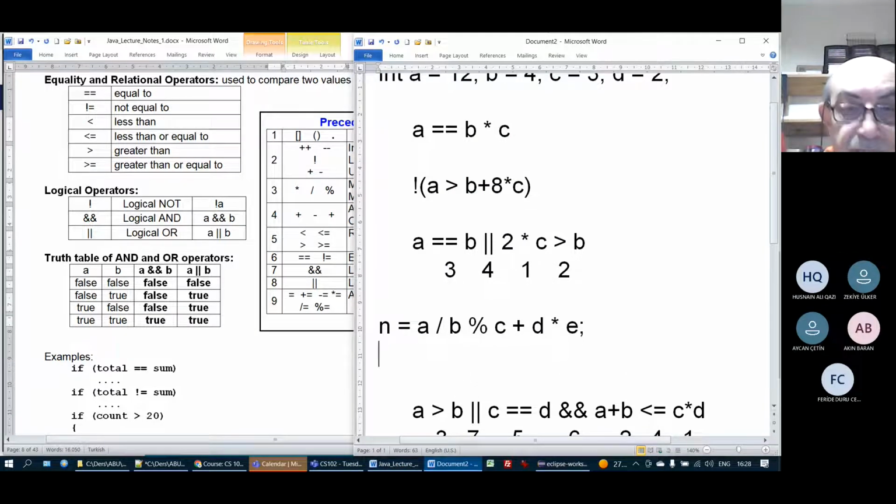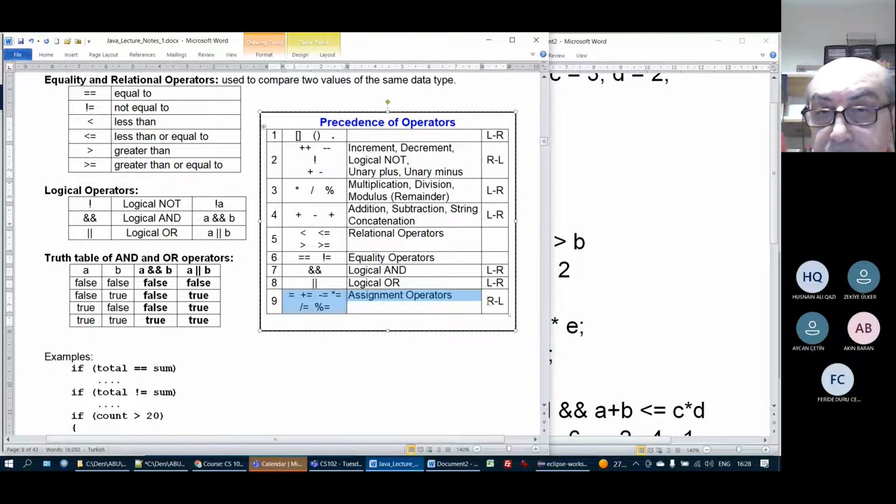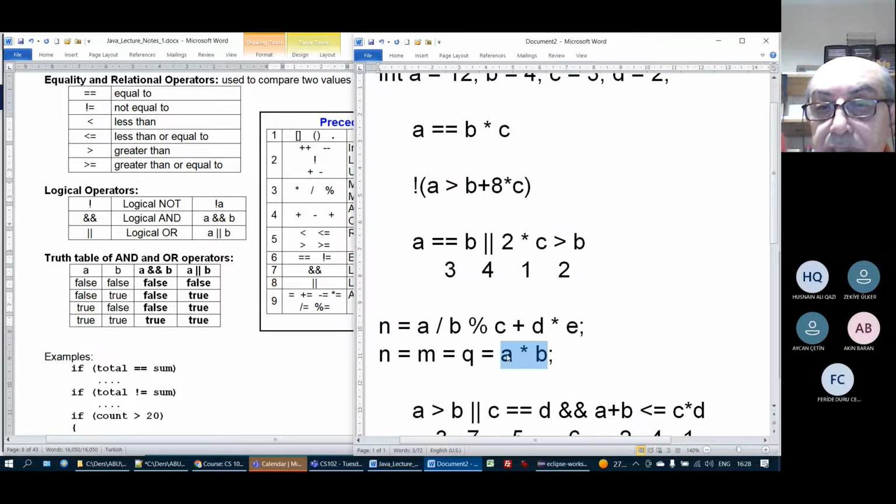Strangely, we can have n is equal to m is equal to q is equal to, for example, a multiplied by b. We can have this. We can have multiple equal or assignment operators together. What happens? Here, multiplication has higher priority. Therefore, a multiplied by b will be done first. And then, as you see, it goes from right to left. So the value found by multiplying a and b will be assigned to q. This will be done after multiplication. Multiplication is first. This equal is second.